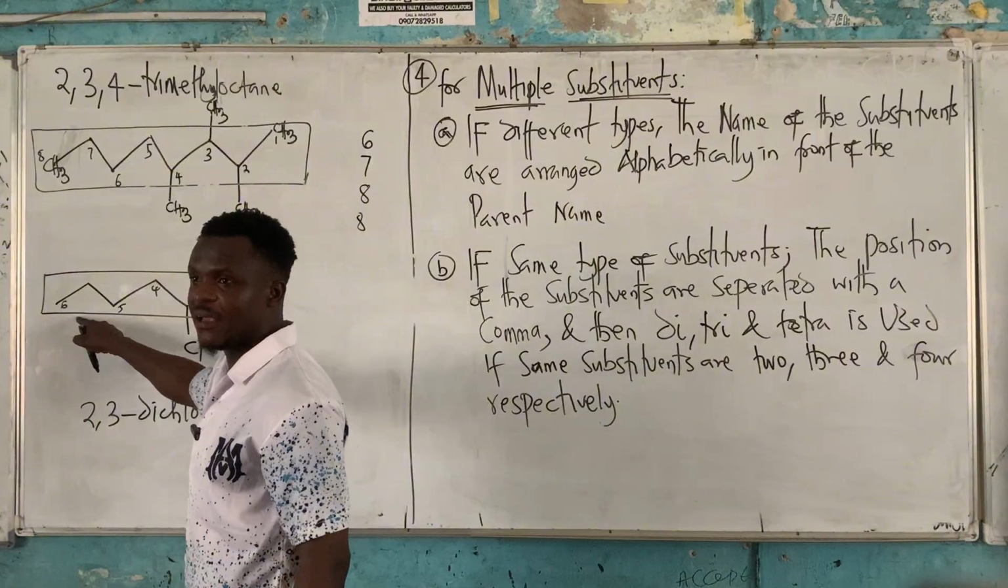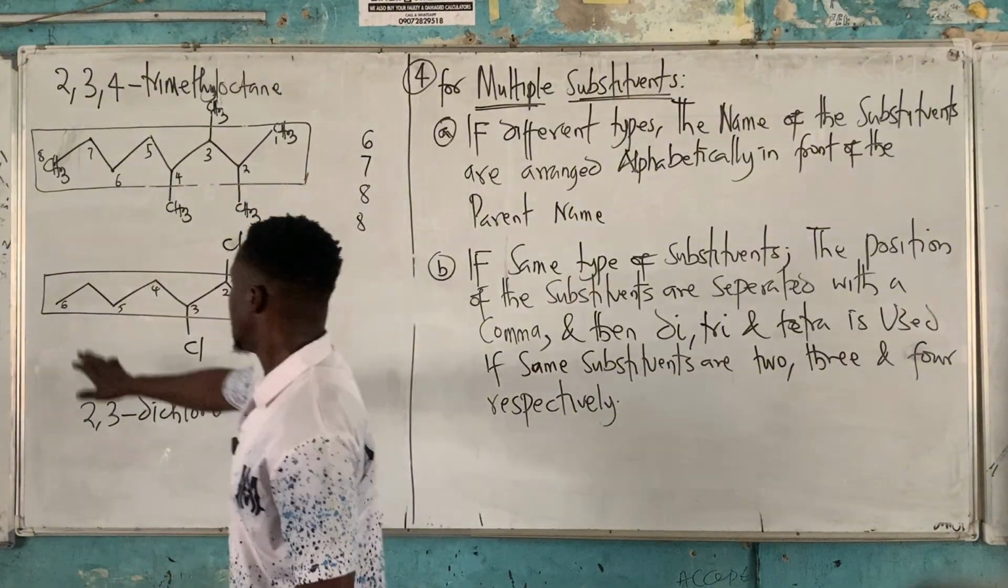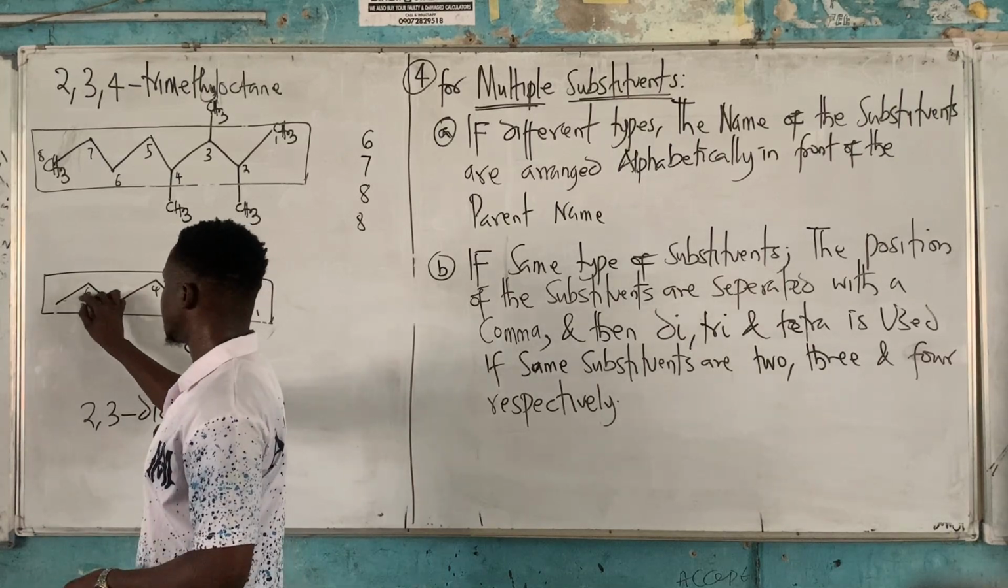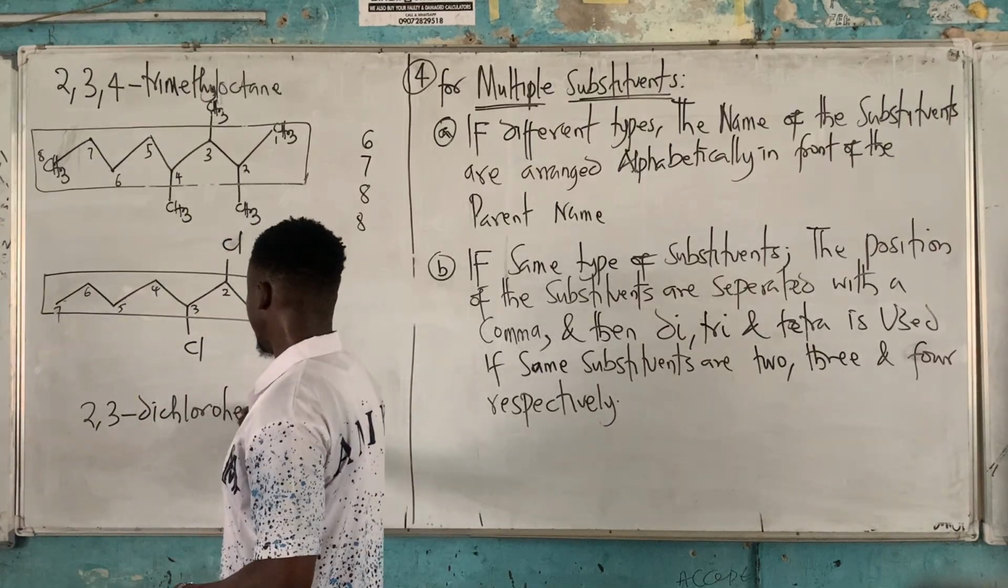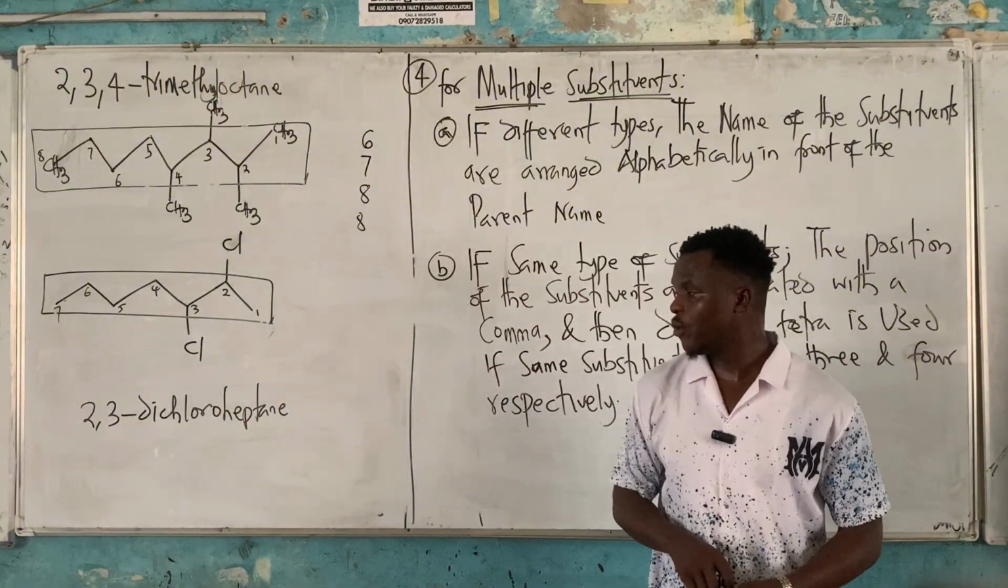How many carbon do we have here? 6. Oh, thank you. See why you guys are very intelligent. So we have 2,3-dichloroheptane.